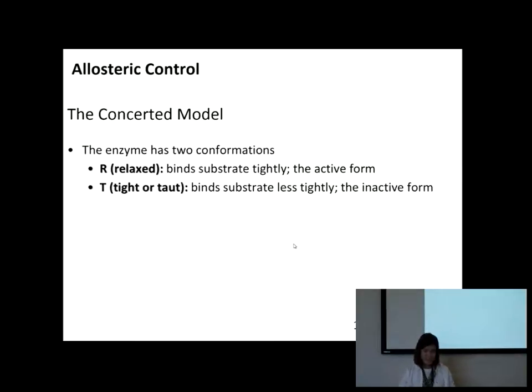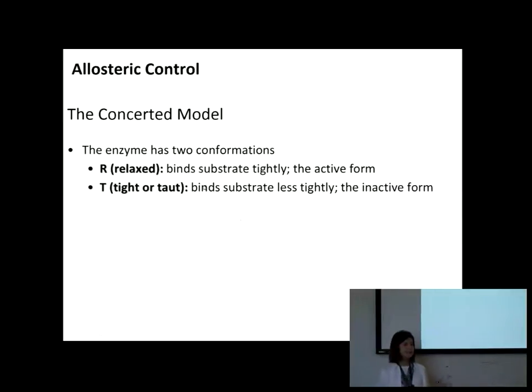We can explain the kinetic properties of allosteric enzymes by describing the conformational change between a highly active, or what we call relaxed state, and a low activity, or tense state, or tight state. So when I said hard binding and easy binding, the relaxed state is what I call easy binding. The tense, taut, or tight state is the hard binding. That's the inactive form, or less active form.